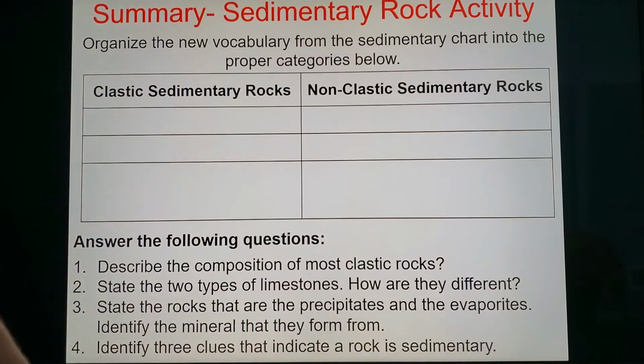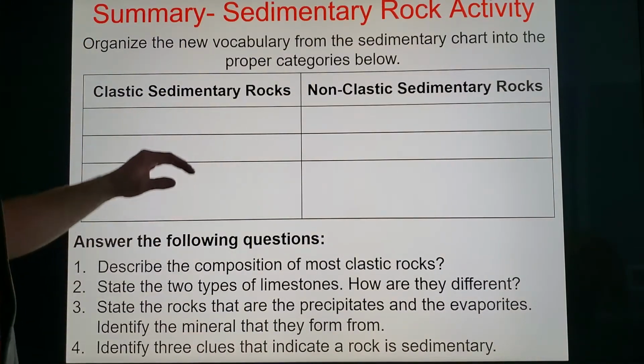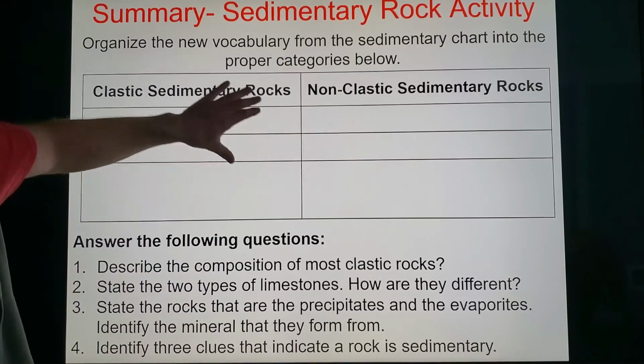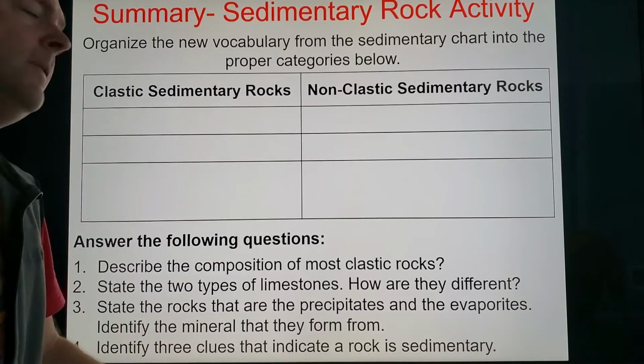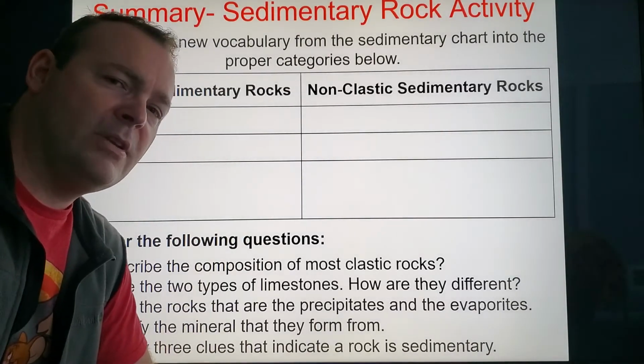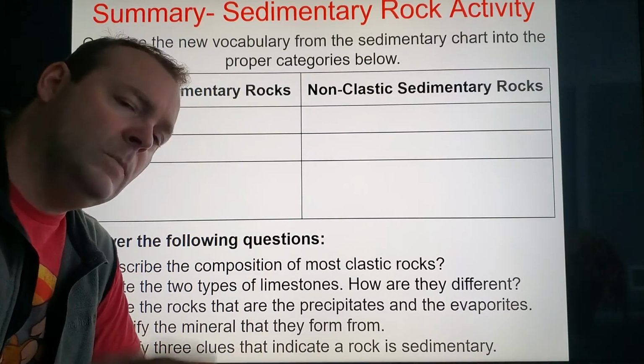All right, so what you guys need to do, try to put the vocabulary from the chart into this column here. Try to organize it. And then there's, of course, some summary questions that follow. All right? I'll meet you back in a minute.